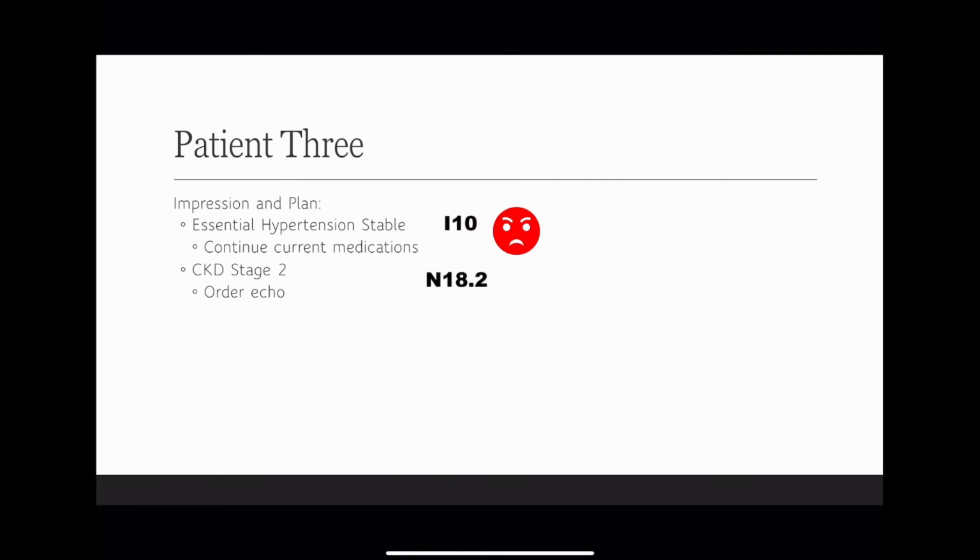Okay, as we discovered as we were coding this, I10 would be the wrong code for this. The right code for this would be I12.9, and we would still need our secondary code N18.2 because the code book instructs us to indicate what stage of chronic kidney disease the patient had using one of the N codes. So that's why we would need that.